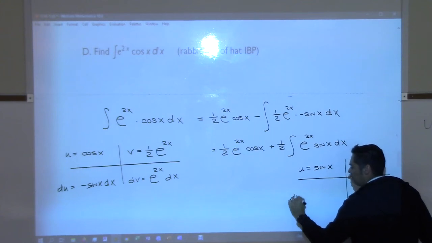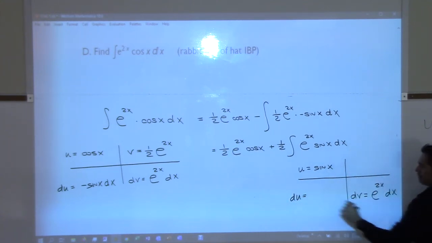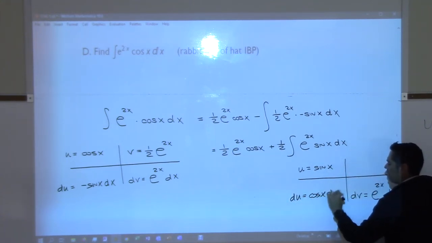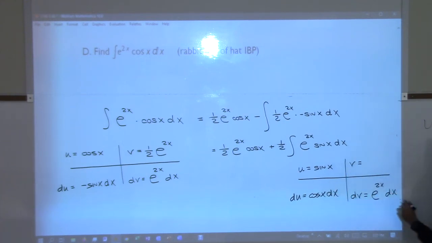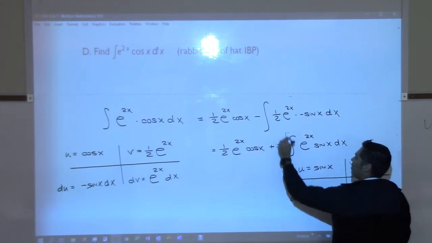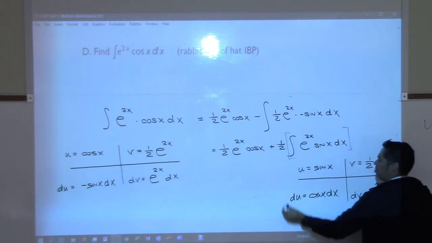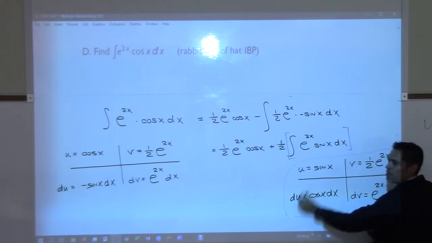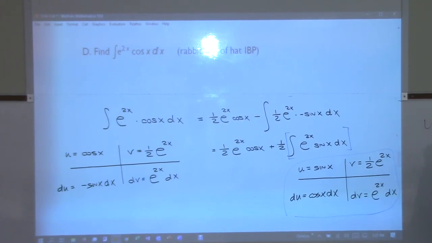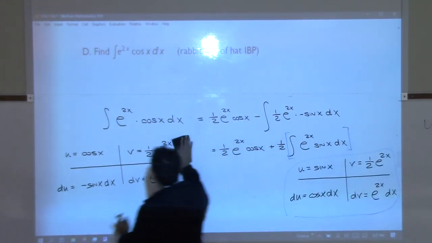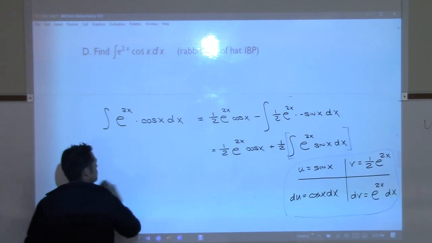All right, du, Marissa: cosine x dx, and v: 1/2 e to the 2x. All right. I'm going to rewrite everything now. And right now, I'm working with this. That's what we see in this box, right? This integration by parts box goes with that. All right. So here's where we're at.